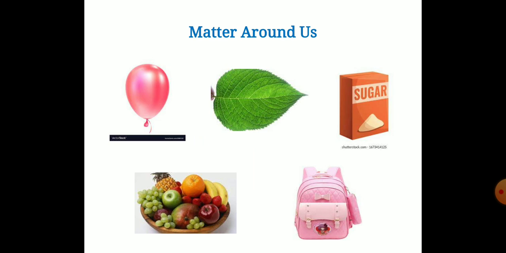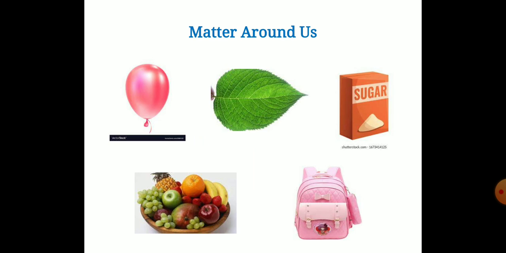Dear students, if we analyze these things, each thing has a particular mass, and also it occupies a particular place in space. These are the two essential conditions for a thing to be defined as matter. What are they? It should have a definite mass and it should occupy a particular place in space. The inflated balloon has a particular mass and it occupies space. Likewise, the bowl full of fruits has a particular mass and it occupies space.